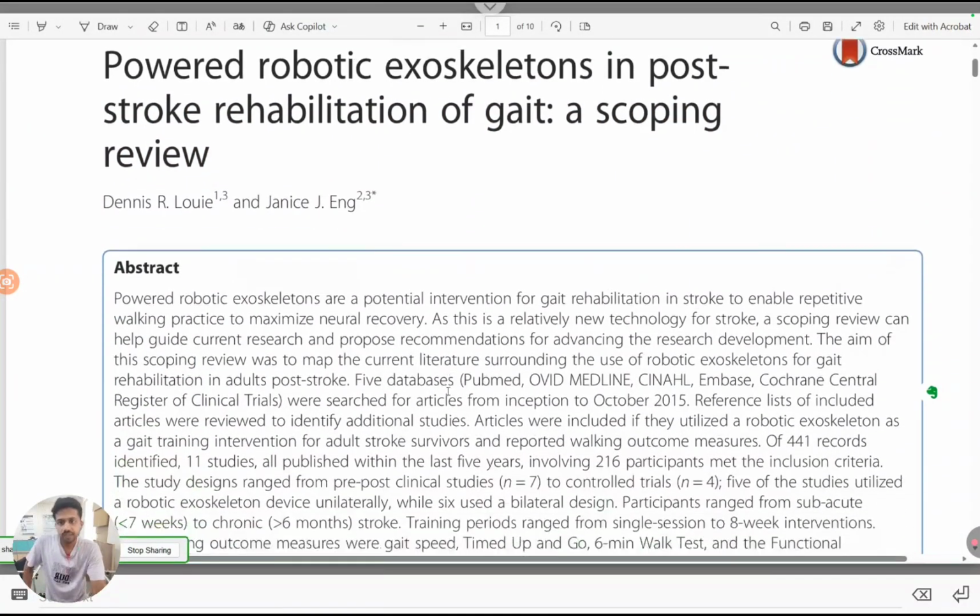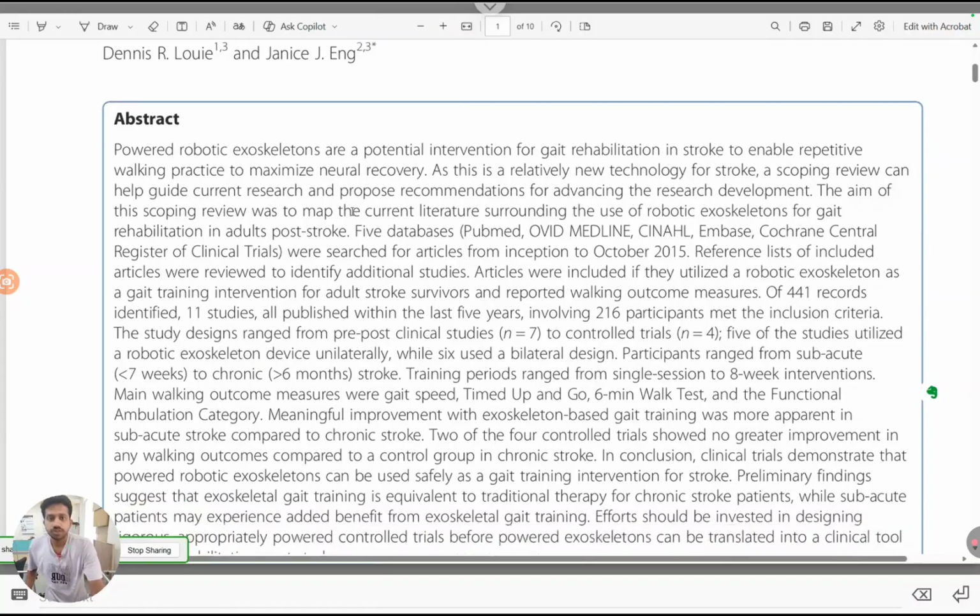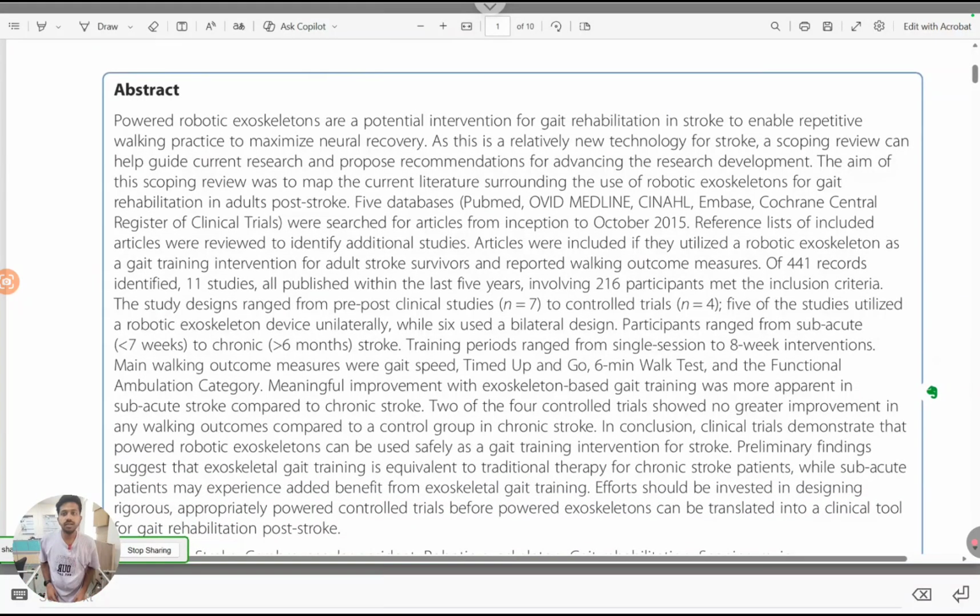Starting from the abstract again. Powered robotic exoskeletons are a potential intervention for gait rehabilitation in stroke to enable repetitive walking practice to maximize neural recovery. As this is relatively new technology for stroke, a scoping review can help guide current research and propose recommendations for advancing research development. The aim of this scoping review was to map the current literature surrounding the use of robotic exoskeletons for gait rehabilitation in adults post-stroke. Five databases were used here. In the previous one it was one database, but here five databases are used.